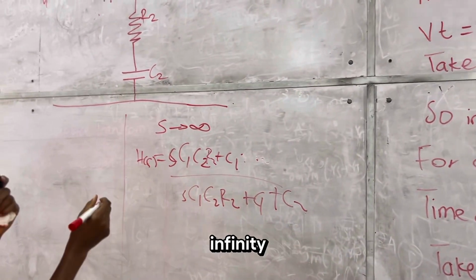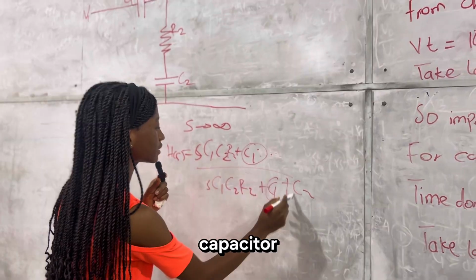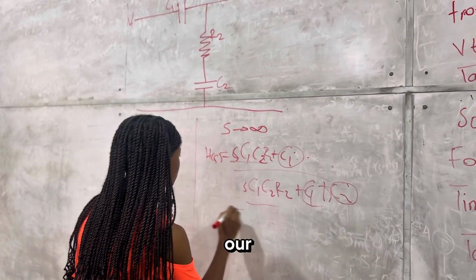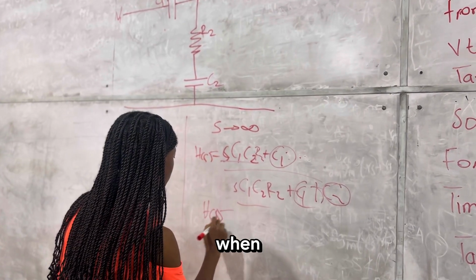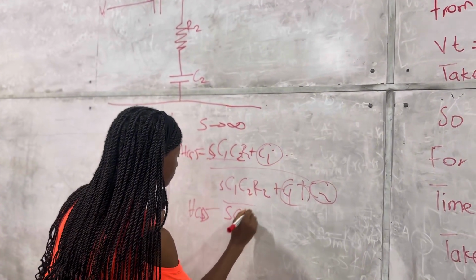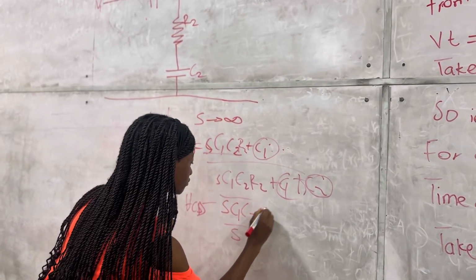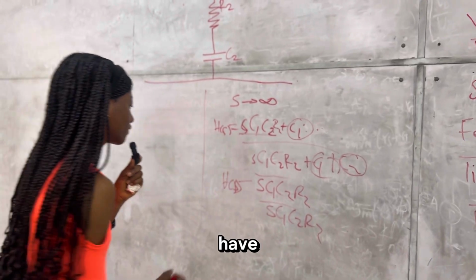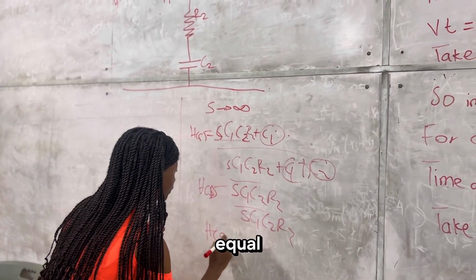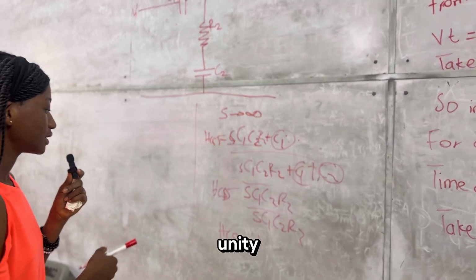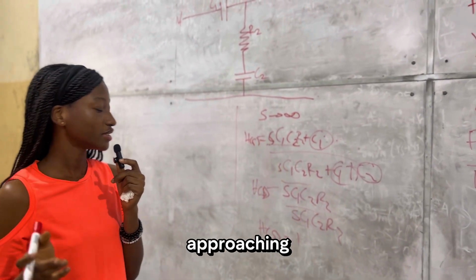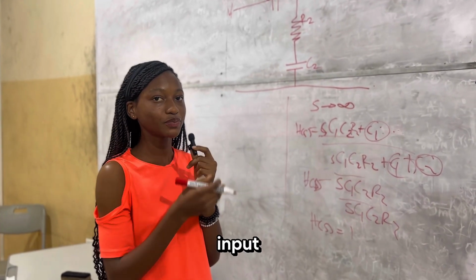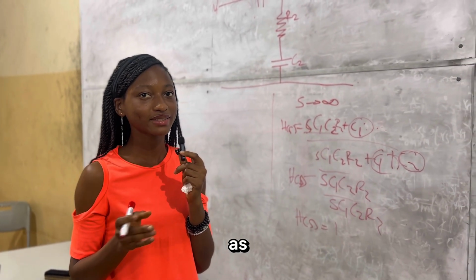When S is approaching infinity, the values of the capacitor terms become negligible as the S terms become dominant. So we have the transfer function, and since the terms are the same, it is equal to 1. This is a unity gain. So when S is approaching infinity, the circuit has a unity gain of 1. Because of that, the input will be seen as the output, making it act as a high pass type.